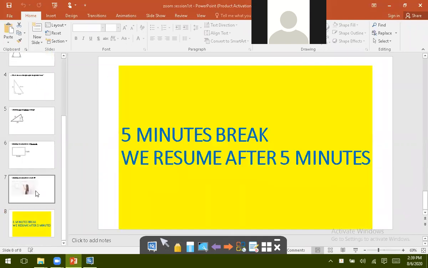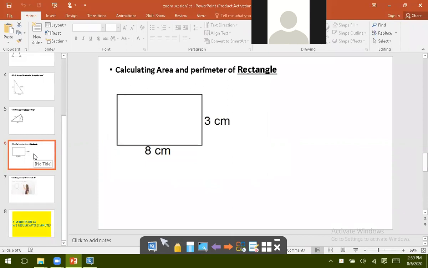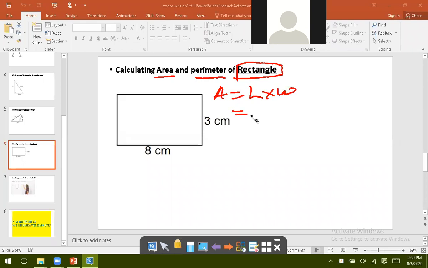Okay, the next one says calculate the area and the perimeter of a rectangle. I think you know the formula for calculating the area of a rectangle. So area equals just length times width. So the length is this one, 8, and the width is this one. So 8 times 3 equals 24 square centimeters. This is the area.